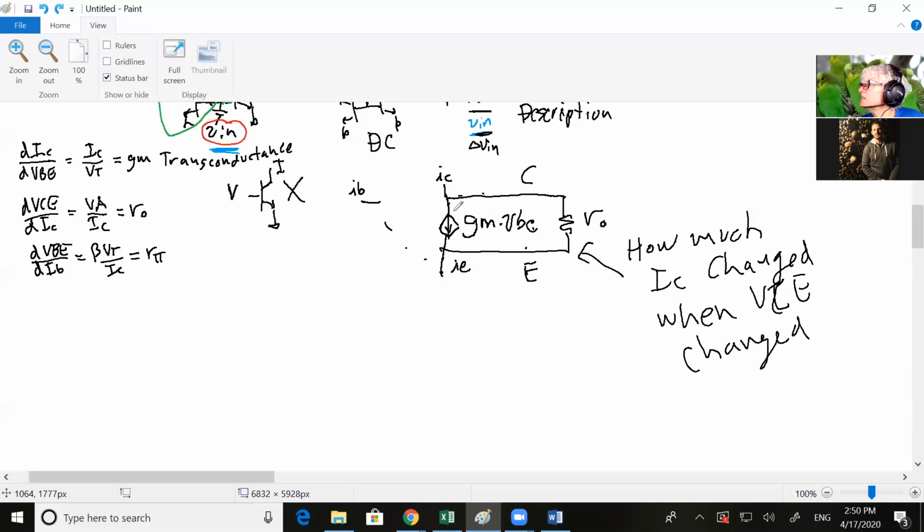Kind of okay so far? Okay, nobody's nodding, but okay, got a thumbs up. Okay, and then we also found out that when you change VBE and saw how much IB changed, it looked like a resistor of size RPi.